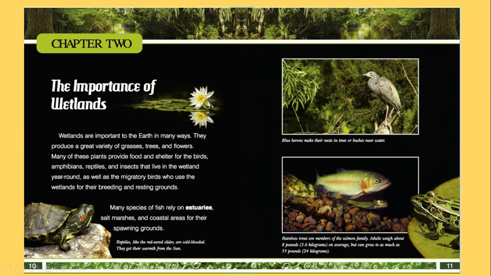Now we'll read the captions. This one says, reptiles like the red-eared slider are cold-blooded. They get their warmth from the sun. This caption shows blue herons make their nest in trees or bushes near water. And in this picture, we see rainbow trout. Rainbow trout are members of the salmon family. Adults weigh about 8 pounds or 3.6 kilograms on average, but can grow to as much as 53 pounds or 24 kilograms.